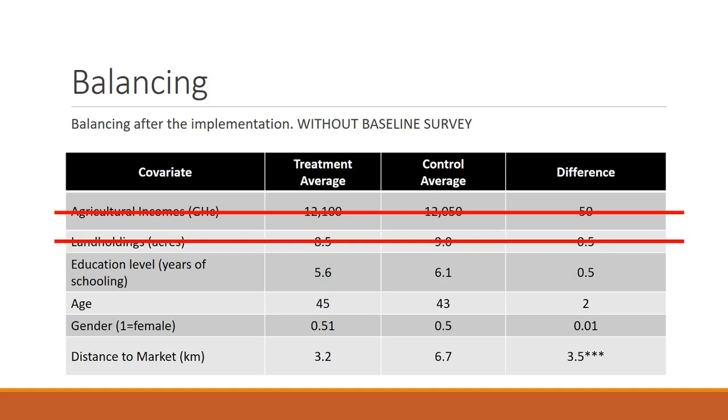In this case, we find that 1 out of 4 variables is significant at the 1% level. And so if we were looking at this, we would say this sample does not balance, we do not have statistical independence, and we cannot conclude that there's no selection bias. That means our estimate of the treatment effect will be biased in this case.